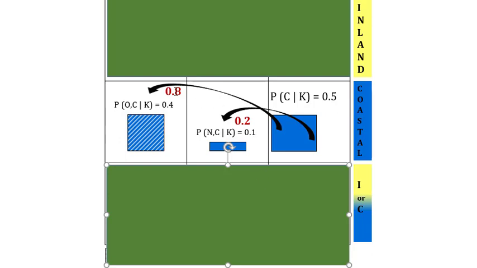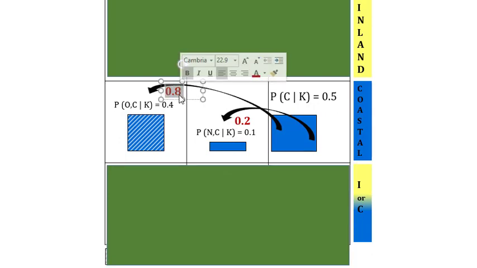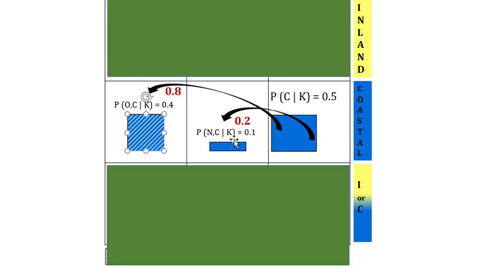And again, if we are conditioning on coastal, then the two conditional probabilities should add to 1. 0.8 plus 0.2 equals 1. Now, if we are considering the joint probabilities, then we've got 0.4 plus 0.1, they should add to 0.5.